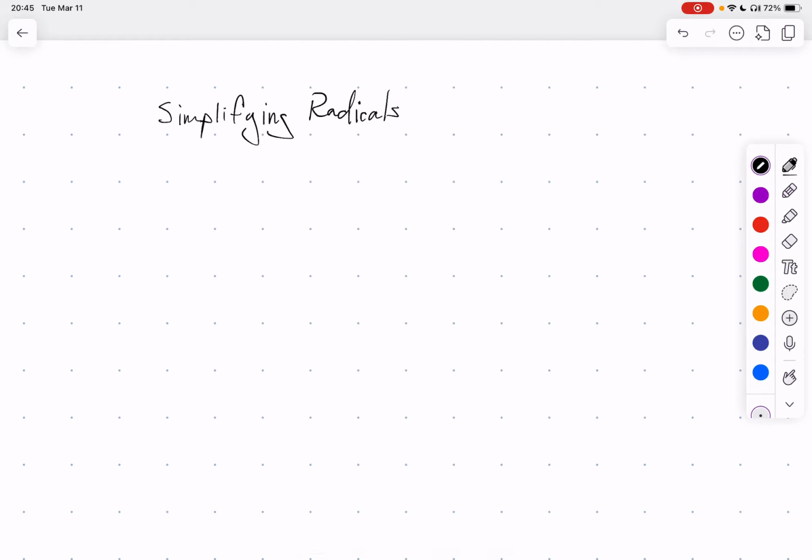All right, today we're going to talk about simplifying radicals. A radical is any expression underneath the square root sign, right? So we can have the square root sign, and we can have an expression under there. It can be a number, it can be an algebraic expression, and we call this number underneath the radicand.